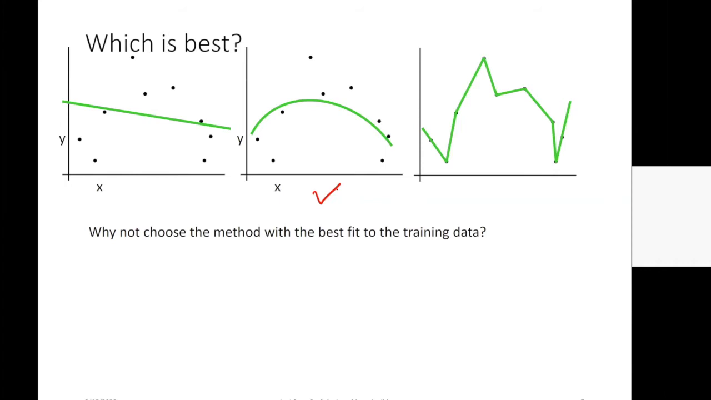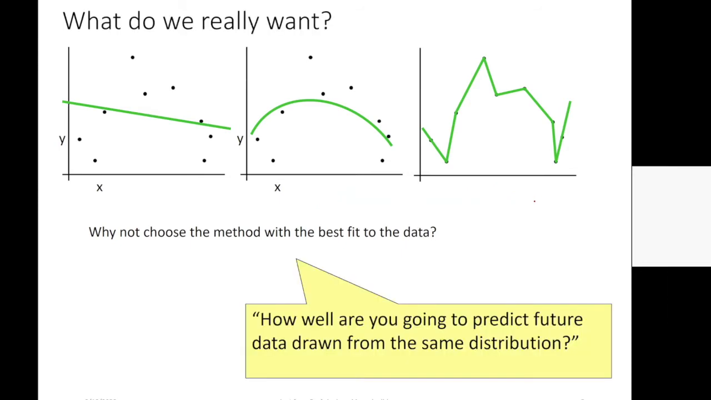So in this case, why not just choose the method with the best fit to the training data, which is actually this one, the join-the-dots version? The reason is that's not the correct answer when we are performing data analytics. We're not trying to find the best fit to the training data. What we're trying to do is look for a function f that can predict well on future data. So there's an assumption here.